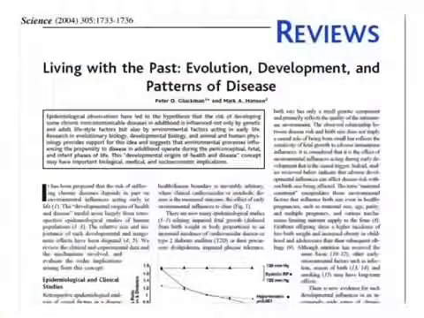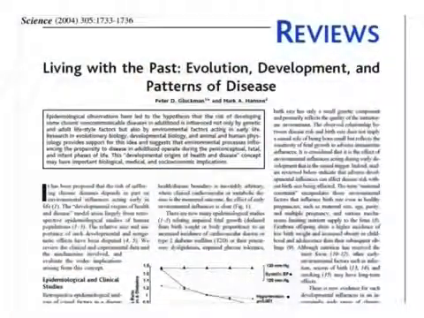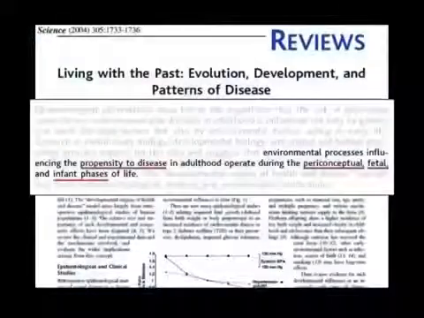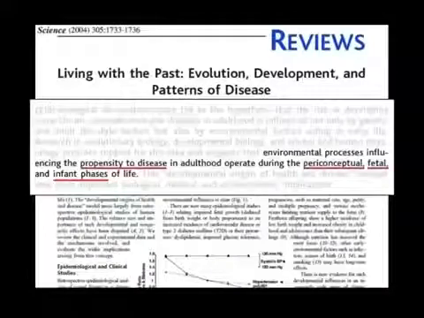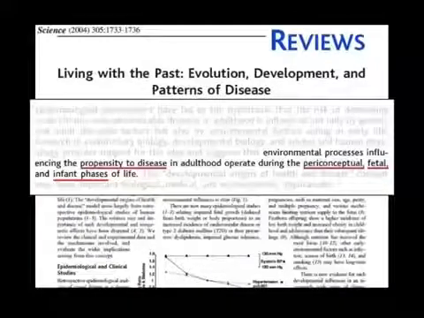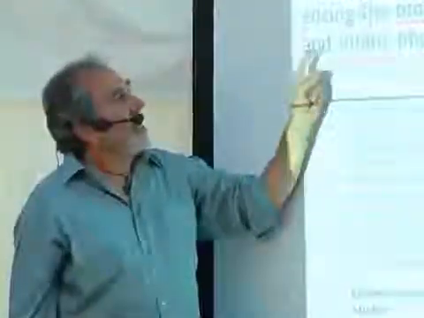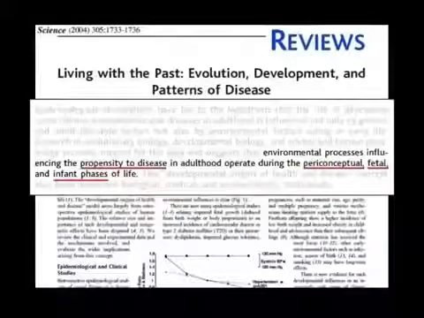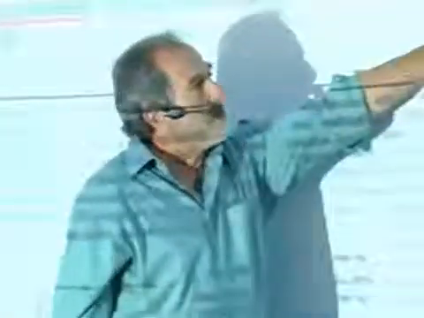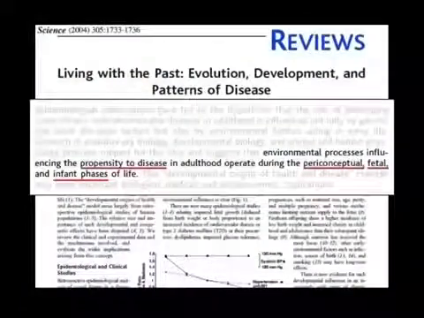This is a recent review from the journal Science. And it talks about where the patterns of disease come from. And I will blow this up. And this is what I'll read: Environmental processes influencing the propensity to disease in adulthood operate during the periconceptual, the fetal, and infant phases of life. So issues of cardiovascular disease, cancer, obesity, diabetes are all rooted in the earliest stages of our life, around the time of conception, fetal development, and the infant phases.